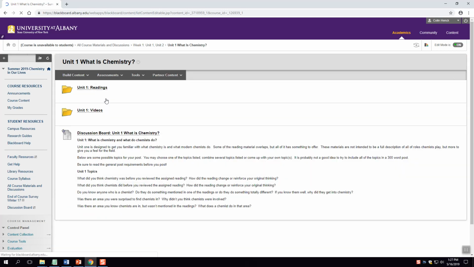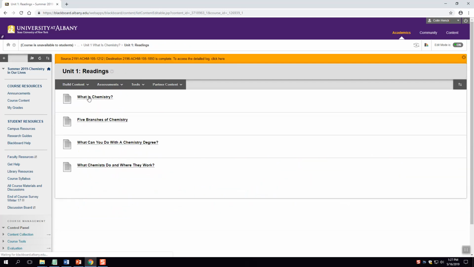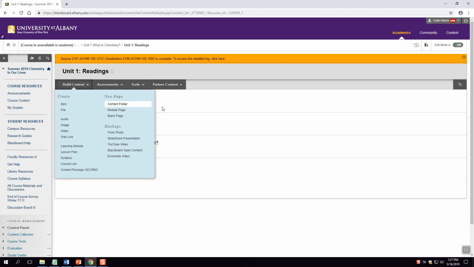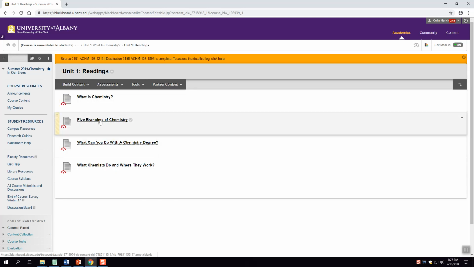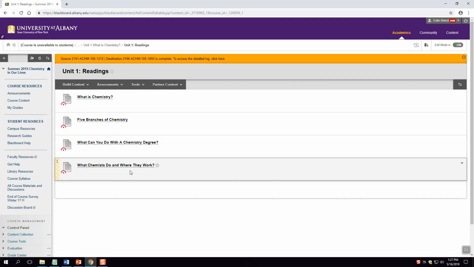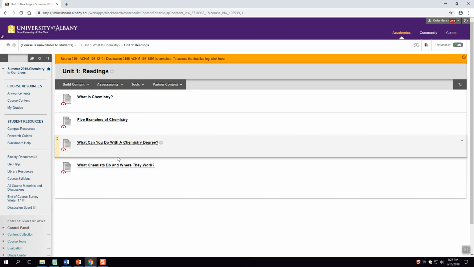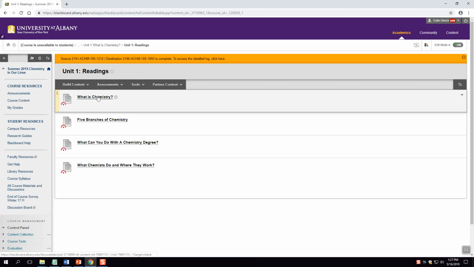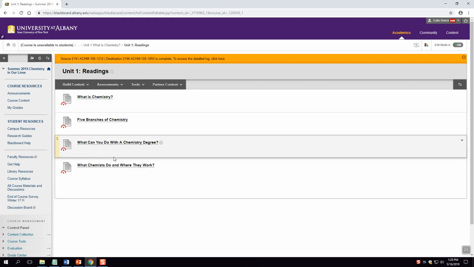Once you click on inside of here, what you're going to find is readings and videos. So there are readings that you can read about what is chemistry, the 5 branches of chemistry, what can you do with a chemistry degree, and what do chemists do and where do they work? So you can review some of this. Now, are we expecting you to read and memorize every single one of these? No, of course not. At a bare minimum, you should skim them all and read 2 or 3 of them. They're not long. You could read all of this in 20 minutes. But that being said, the information is all available for you. There's no textbook. There's no need to go out onto the internet and find your own sources in this case.